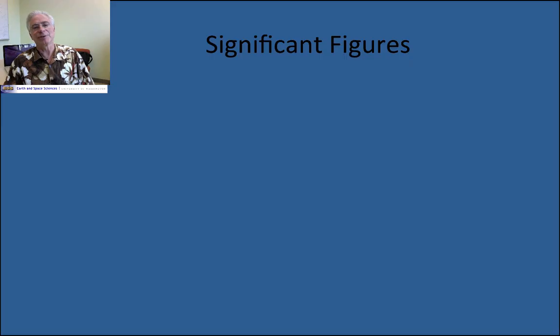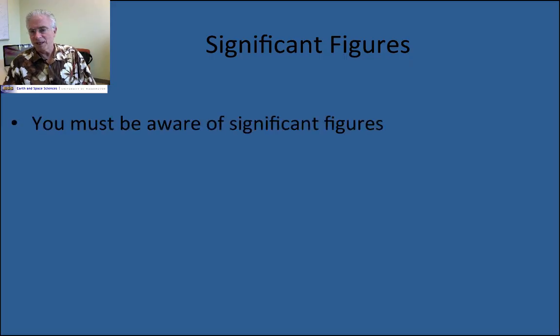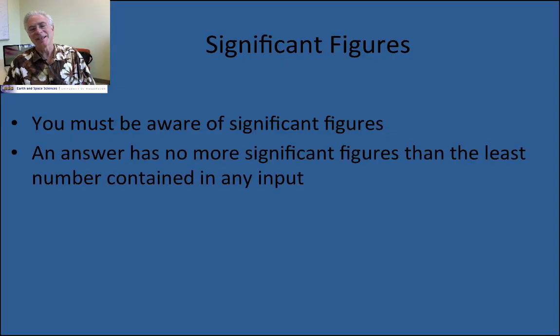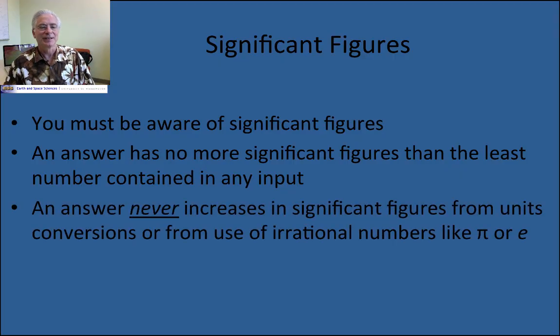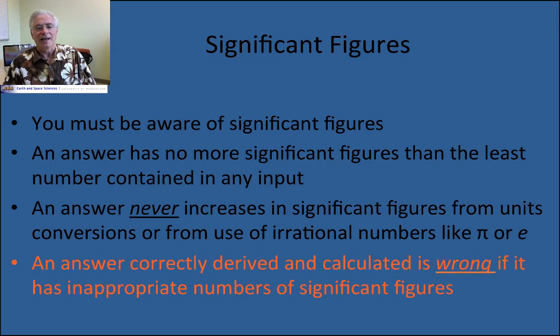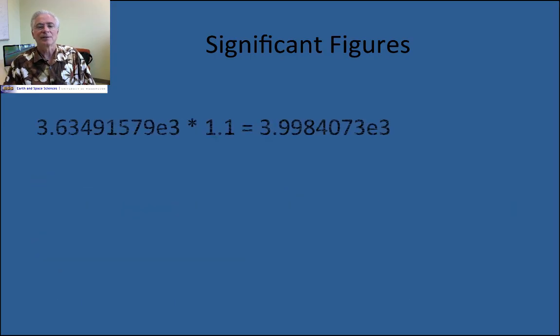Now, significant figures. You must be aware of significant figures. What do I mean by that? Well, an answer has no more significant figures than the least number contained in any of the input. An answer never increases in significant figures from units conversions or from use of irrational numbers like pi or e. An answer correctly derived and calculated will be graded wrong if it is given with an inappropriate number of significant figures. So let's talk about what an appropriate number of significant figures is.